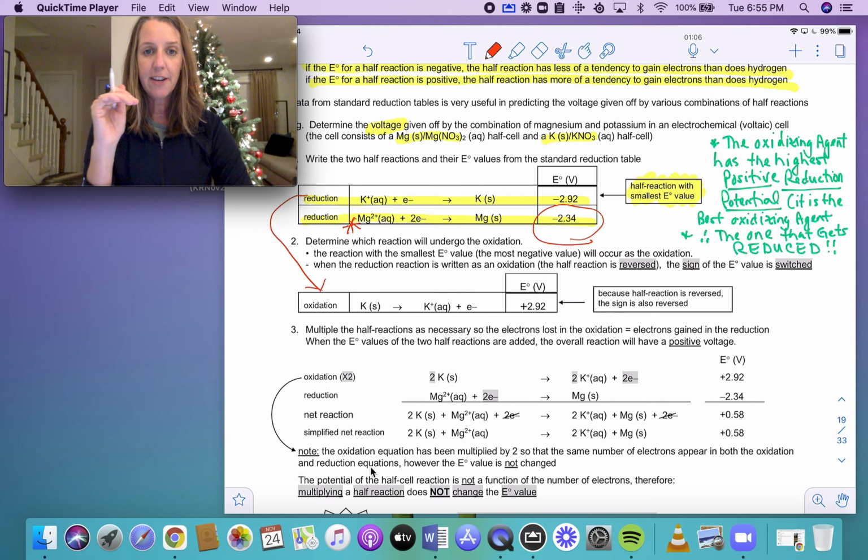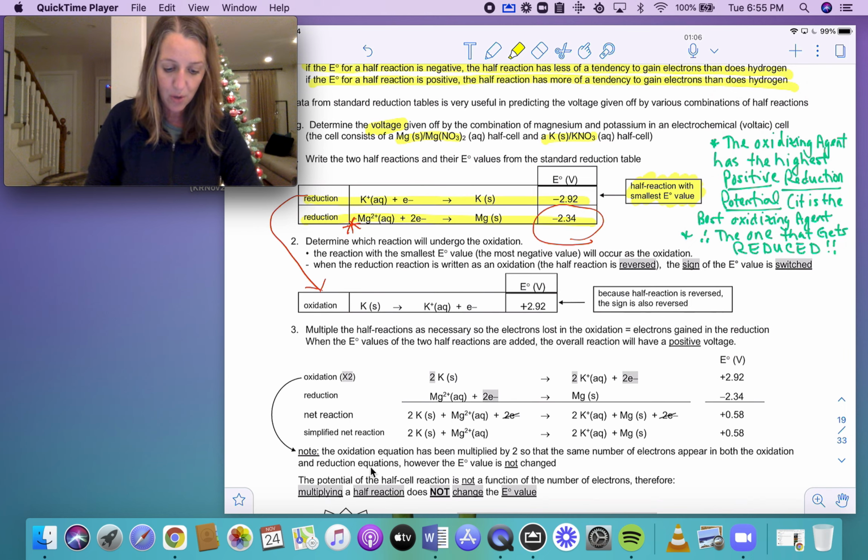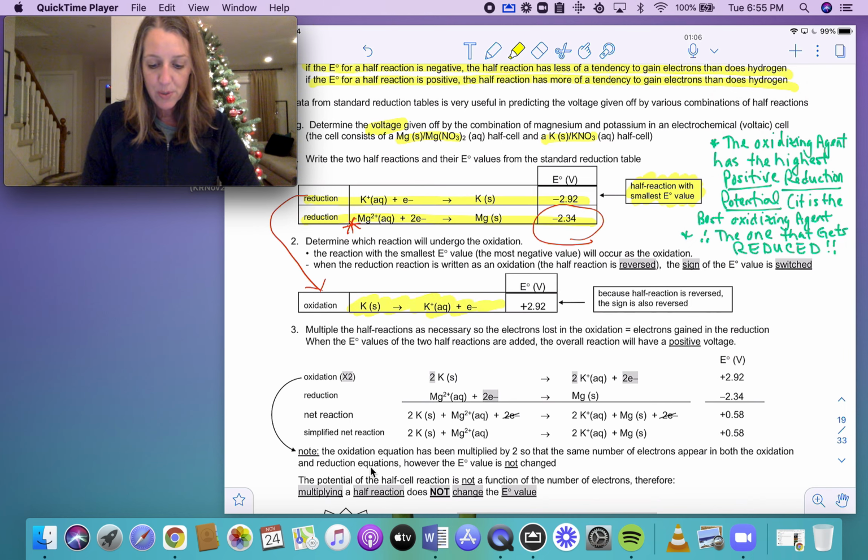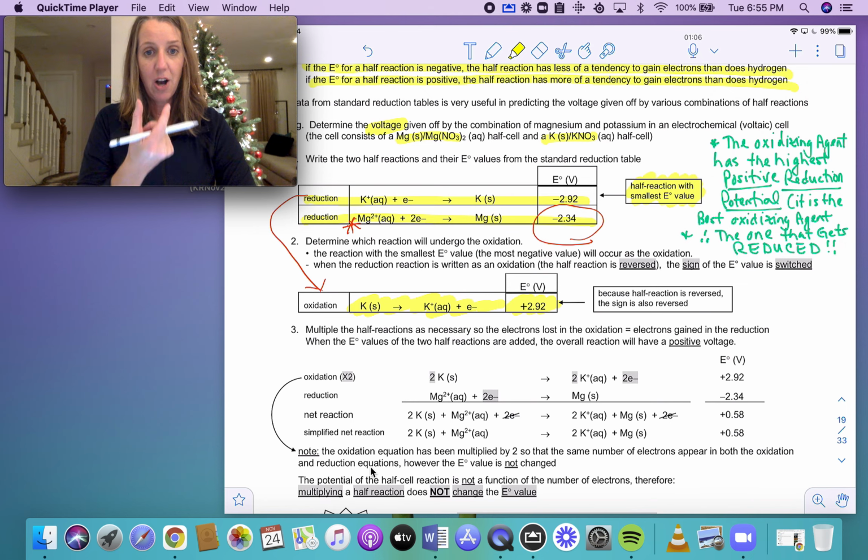So you can see I've got the reduction potential. I need to write that as oxidation. So I need to flip it. I need to show that this is actually how it's going to take place. Notice what happens to the E0 value. Okay? I need to flip it to show oxidation.